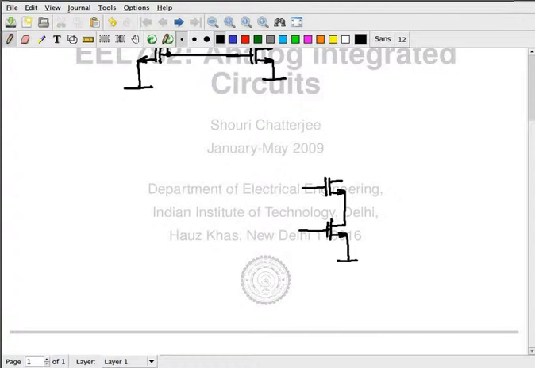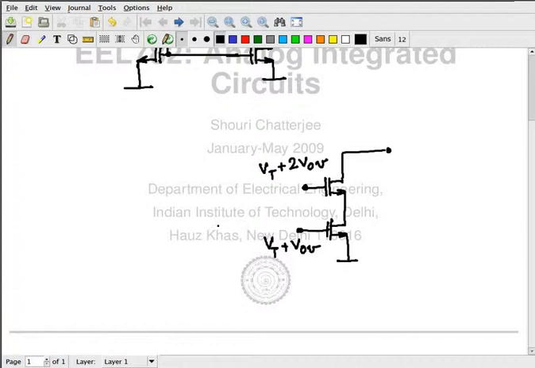Bharat is missing. Okay, so what Bharat had pointed out a long time back was that the gate of the bottom device should be at Vt plus VOV, and the gate of the top device should be at Vt plus 2 VOV. These are the two potentials that I have to create. This is what we want to start with.